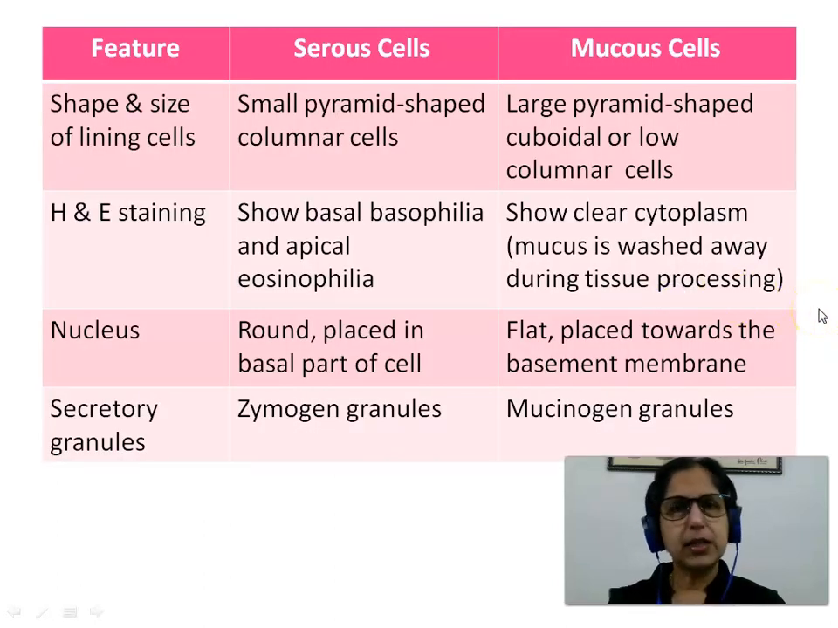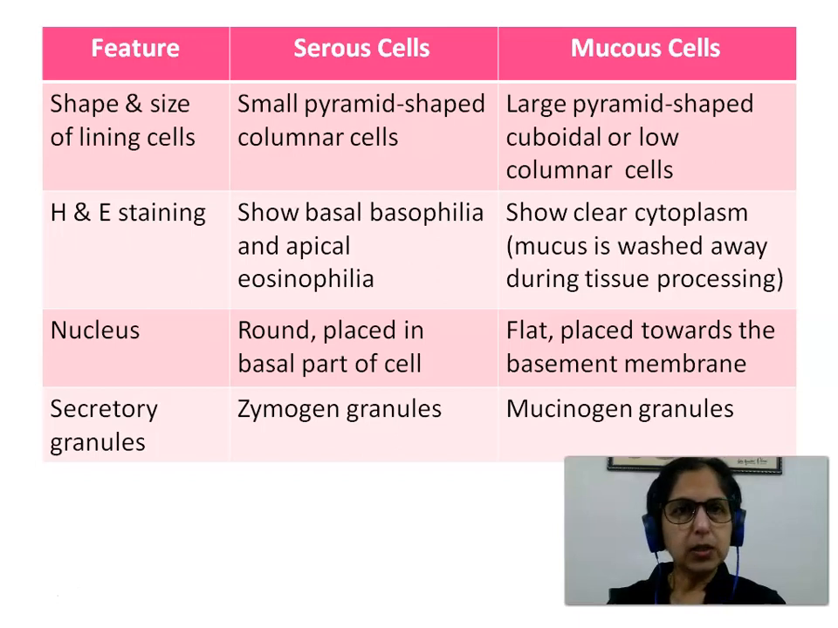Let us now see differences between a serous cell and a mucous cell. With regards to the shape and size of the lining cells, serous cells are small pyramid-shaped columnar cells. Mucous cells are large pyramid-shaped cuboidal or low columnar cells. With H&E staining, serous cells show basal basophilia and apical eosinophilia. Mucous cells show clear cytoplasm because the mucus stored inside is washed away during tissue processing.